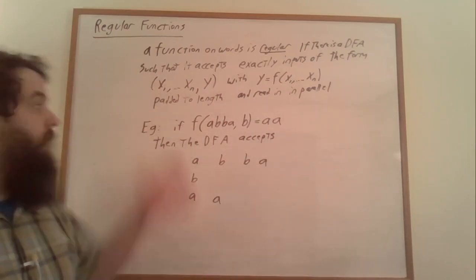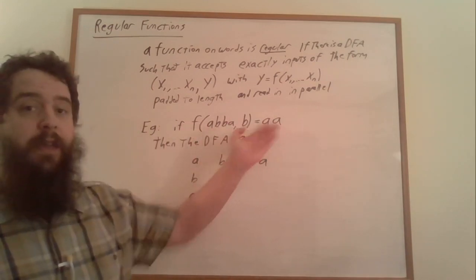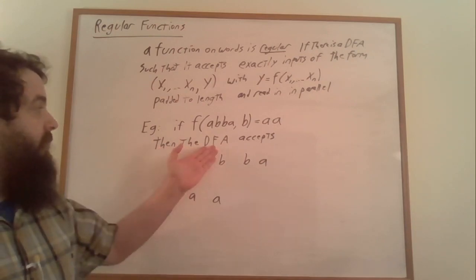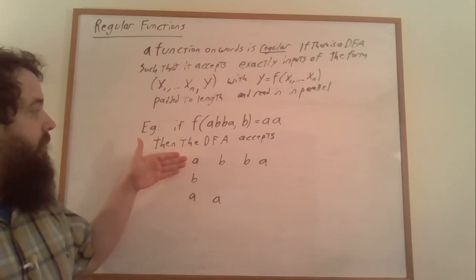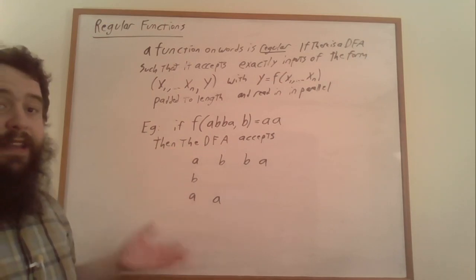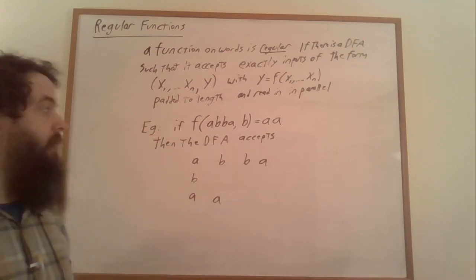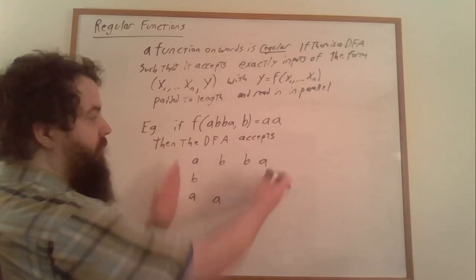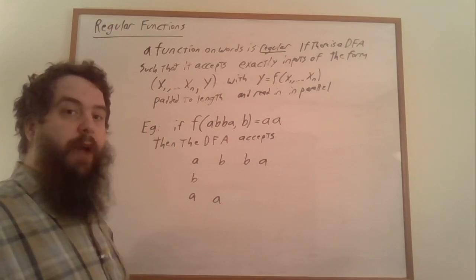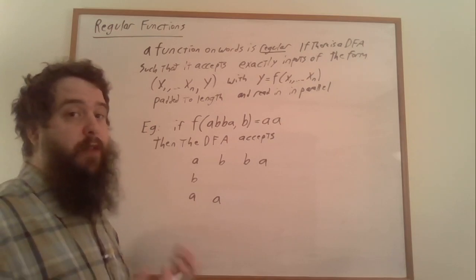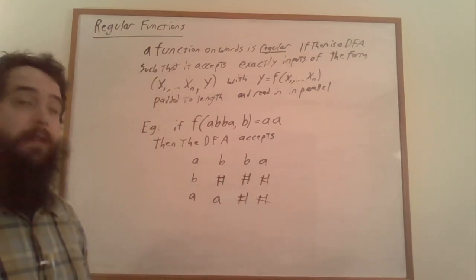So for instance, if we have a function where f of ABBA, B is equal to AA, in order to express that, our deterministic finite state automaton is going to have to accept when we feed in these three words as input. And in order to do that, we're first going to have to pad them all to the same length. So the longest input is length 4, so we're going to have to pad them all to be length 4. I like to use octothorpe characters for this, but you can use any character that's not already in your alphabet. And then we read these inputs in parallel.